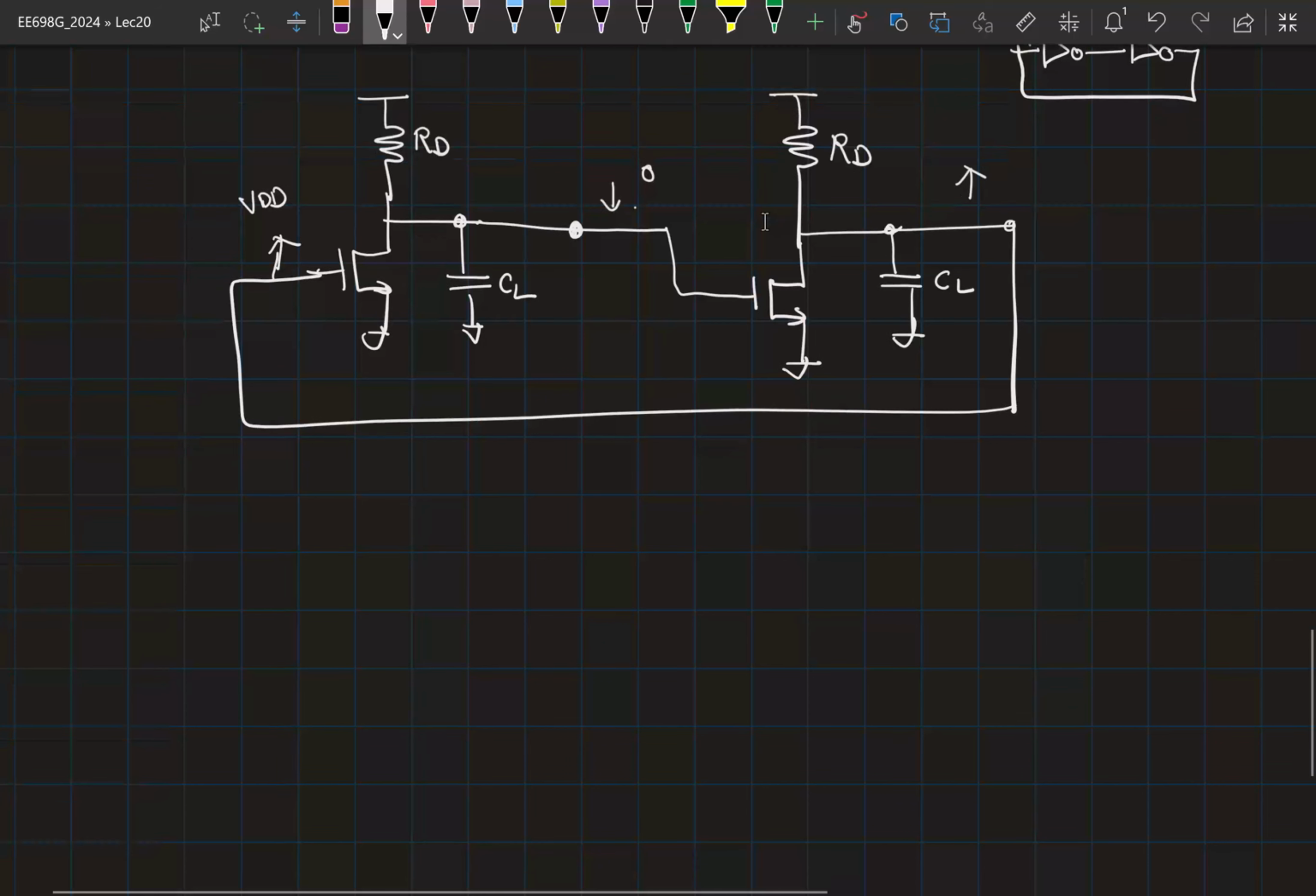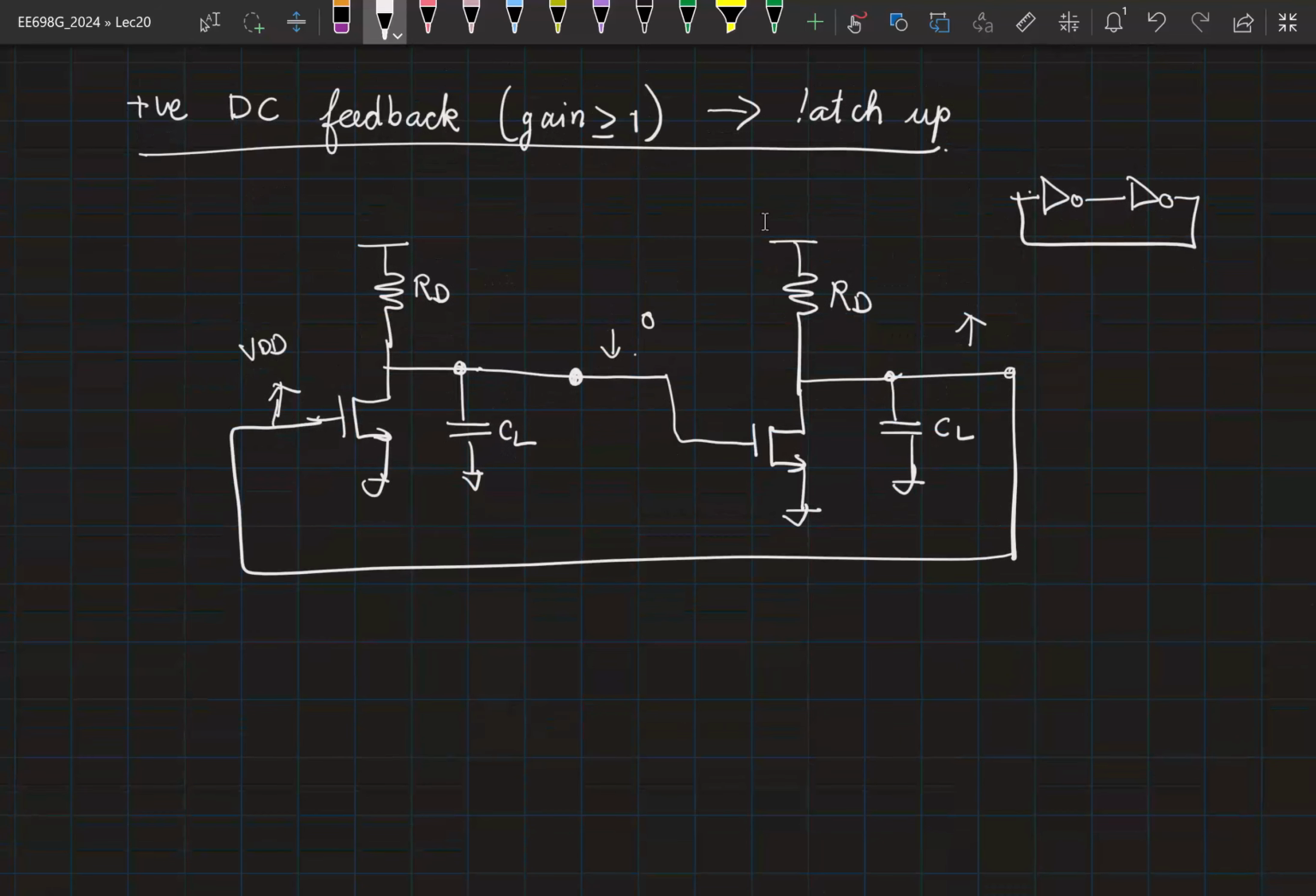One more stage, then it will, yeah, right. But the condition that you have to remember is you need to have DC negative feedback and a positive feedback at the oscillation frequency. You need to have negative feedback at DC so that your circuit doesn't latch up, and a positive feedback at the oscillation frequency. You can think of it as a latch.